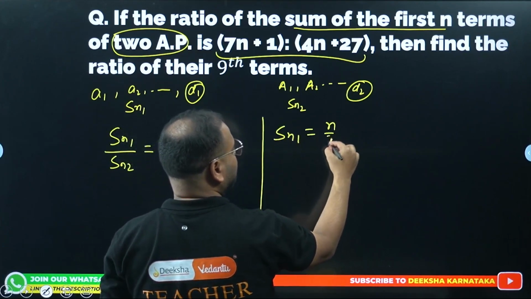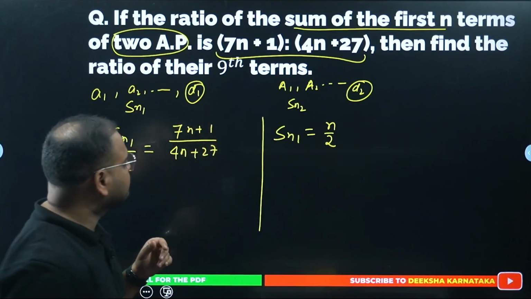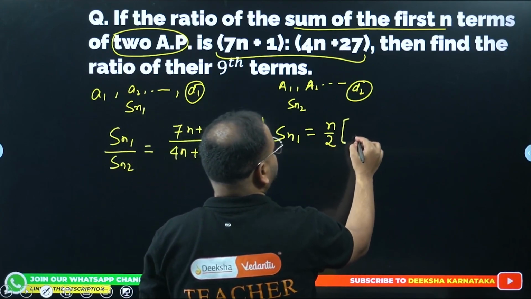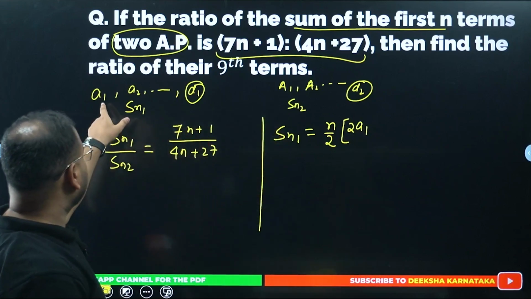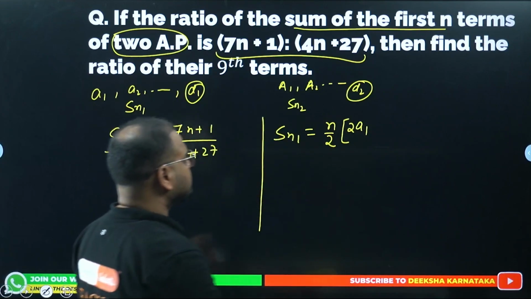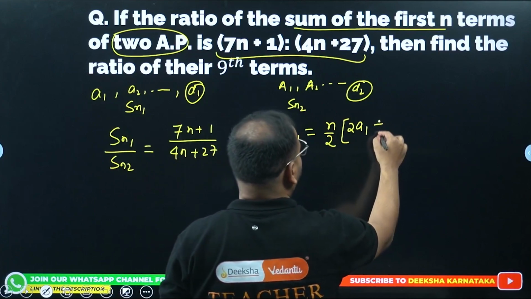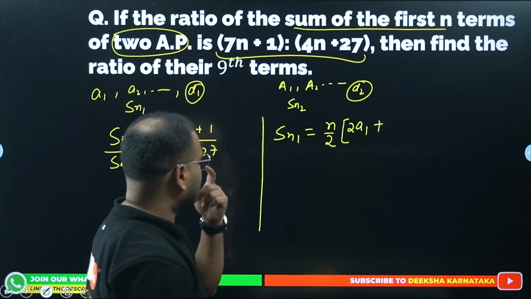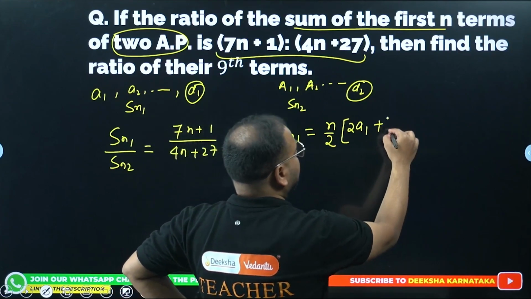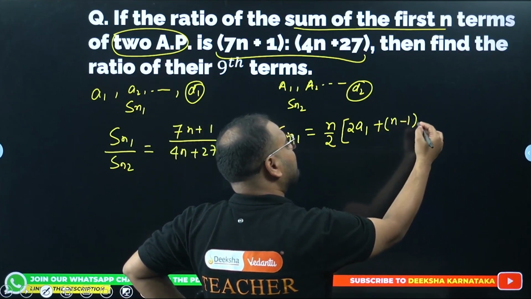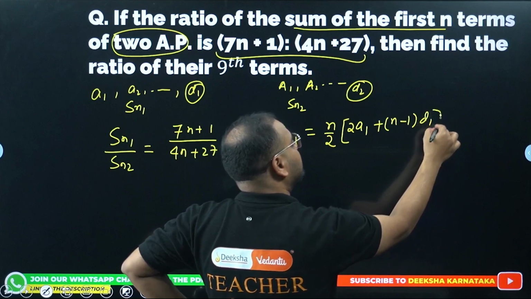So n by 2, the number of terms is n only, that is not different. 2a1. For the first AP, A is A1. Great. 2a1 plus n only, n minus 1 into D1.